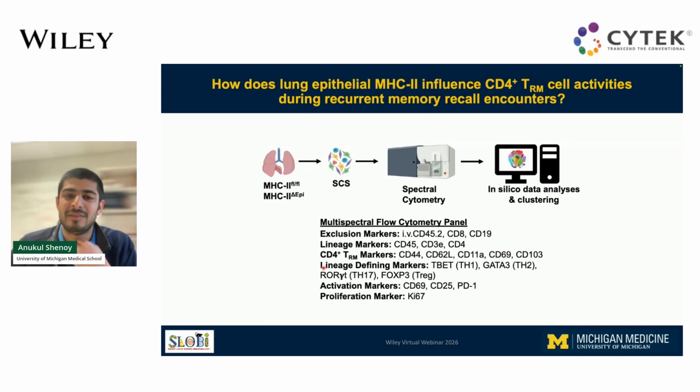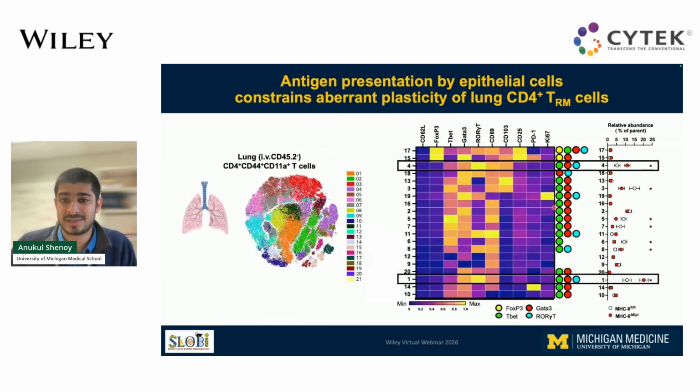But most importantly, we included lineage-defining markers like TBET for TH1, GATA3 for TH2, ROR gamma T for TH17, and FOXP3 for Tregs. The goal behind this was, like I mentioned, we know antigen presentation helps differentiation of the T cells. So we wanted to see, could these T cells be different if you knock out MHC class 2? With the help of Anna Belkina from Boston University, we took all this multidimensional data and performed in silico data analysis and clustering to find that there were 21 different subclusters of these T cells at the protein level.